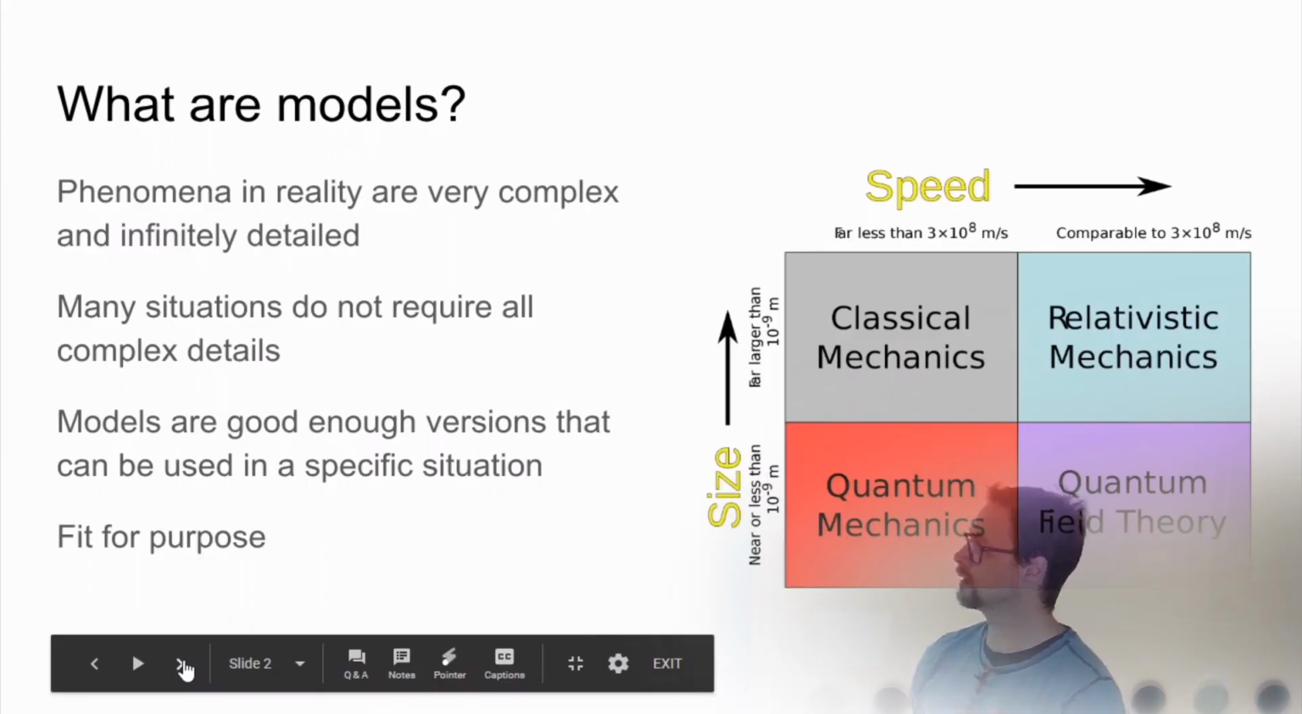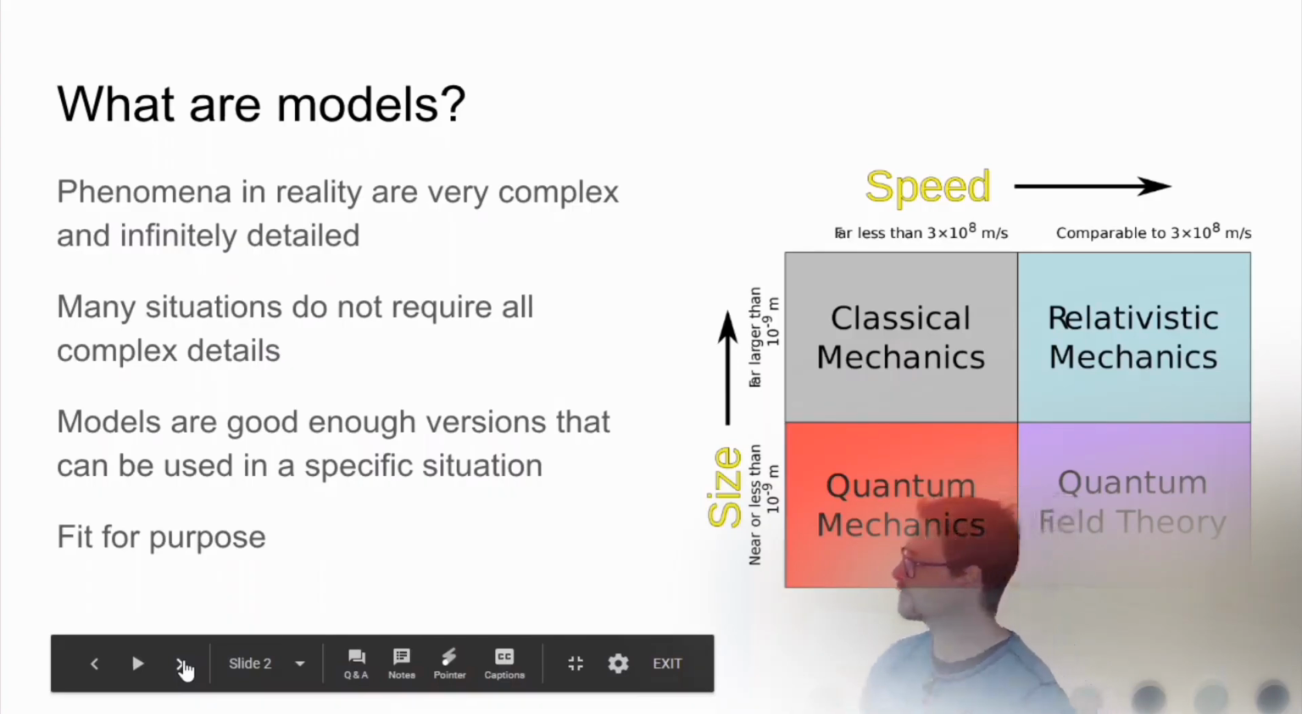So in everyday life, we use our mental models to cope, and we realize that I don't need to know every little bit of detail of everything to work with these models. They can work without all these complex details. So the fundamental aspect of models is that they remove details that we don't need at the moment. Models are good enough versions that can be used in a specific situation.